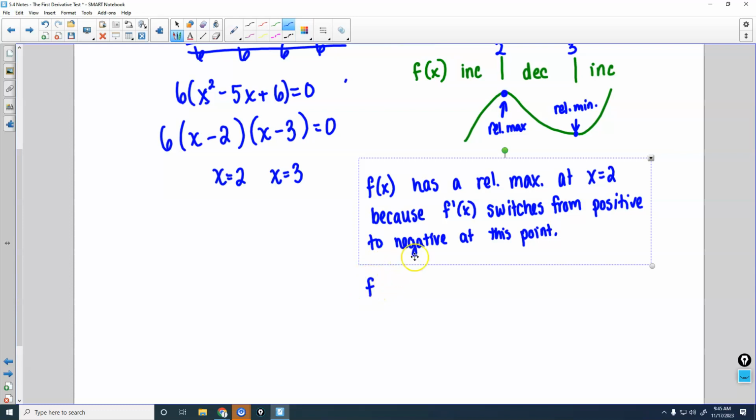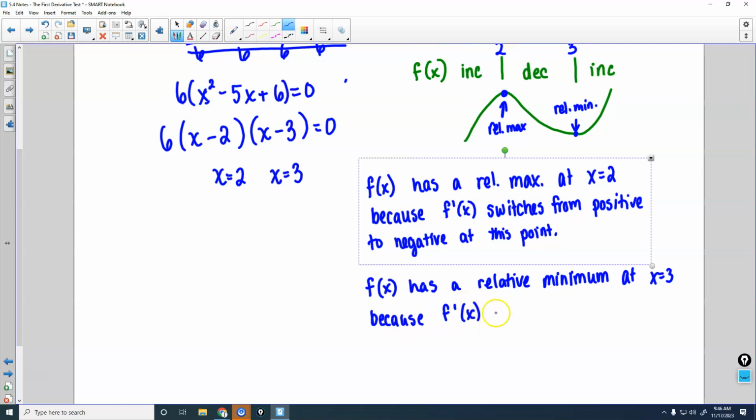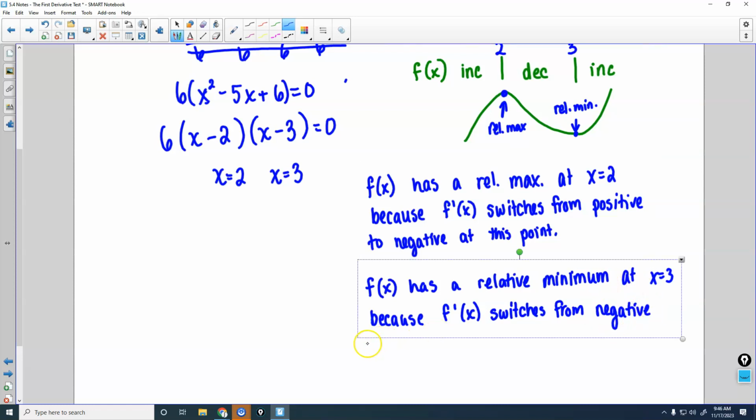You also need to tell about your minimum. So f of x has a relative minimum at x equals 3 because f prime of x switches from negative to positive at this point.